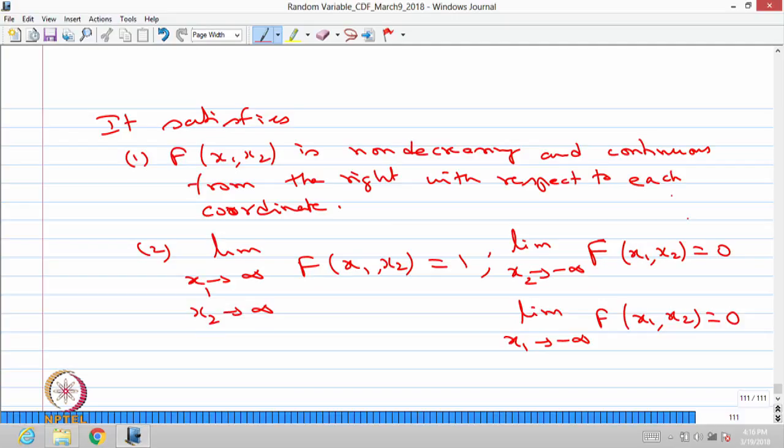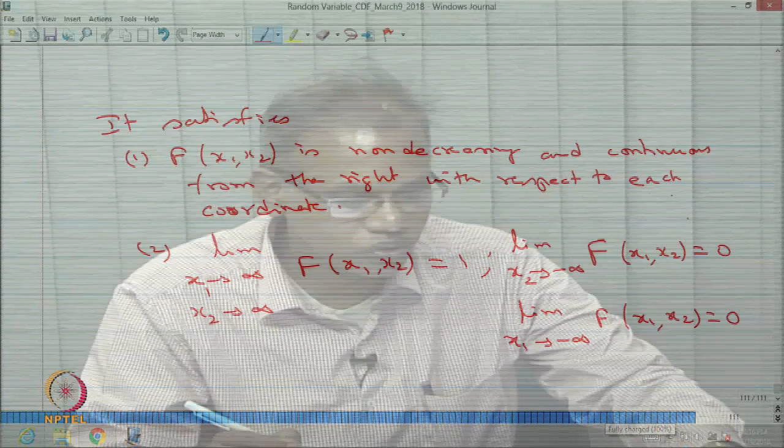When both become positive infinity, it becomes 1. When either one of them is minus infinity, that is, the limit as x2 tends to minus infinity or the limit as x1 tends to minus infinity, that function of x1 comma x2 is going to be 0.